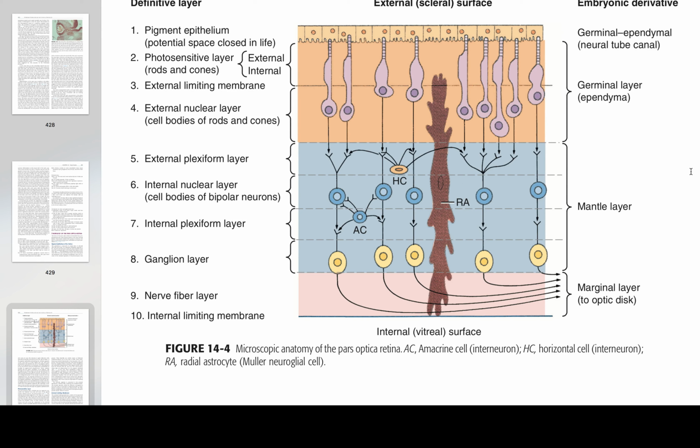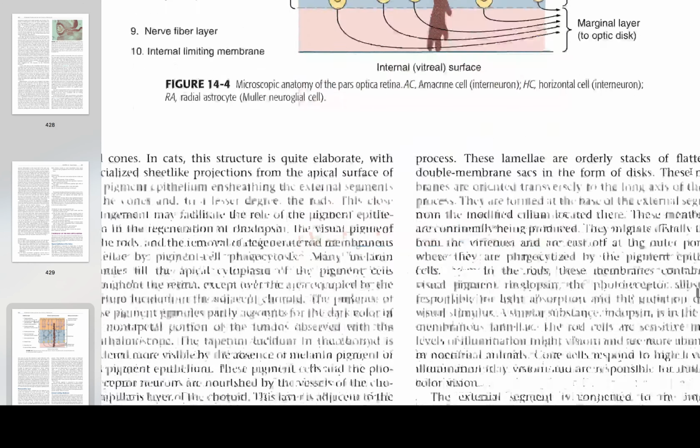Internal limiting membrane. The internal limiting membrane is formed by the basal cell membrane of the radial astrocyte and a basement membrane adjacent to the vitreous. Figures 14-5 and 14-6 show examples of these layers in the eyes of the dog and the horse.